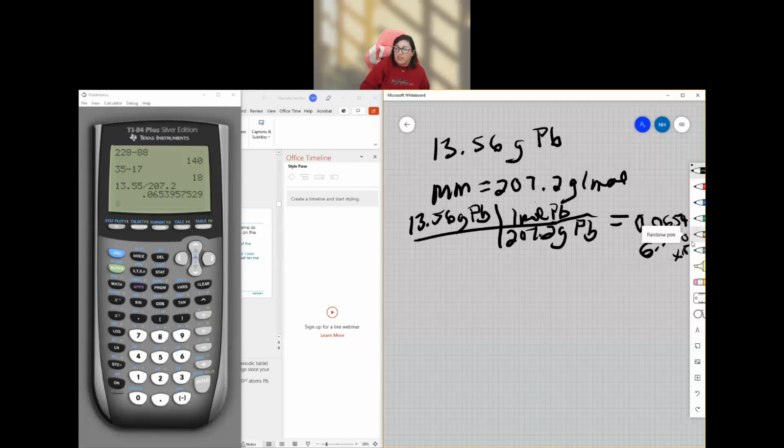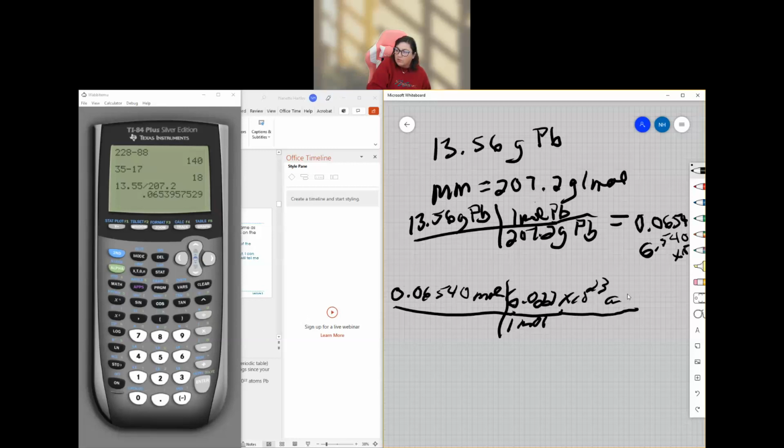Why do I say 4 sig figs? Because 13.56 has 4 sig figs. So that's how many significant figures I should have in my answer. Okay, now I know how many moles I have. Well, that's completely awesome. Why is that important? 0.06540 moles. 1 mole contains 6.022 times 10 to the 23rd atoms. And so then I can do that.